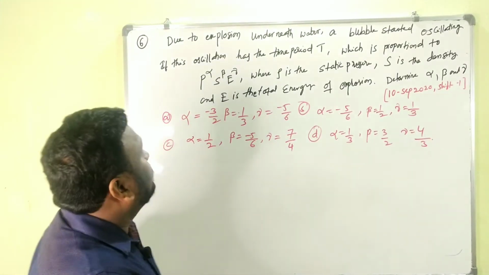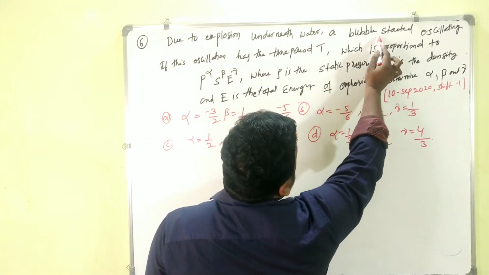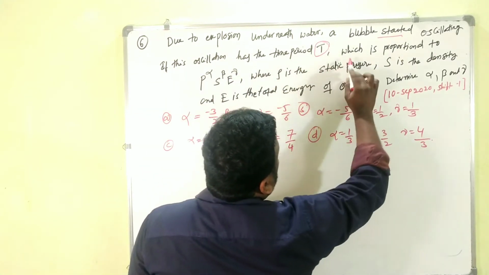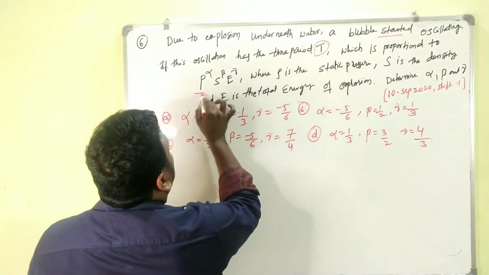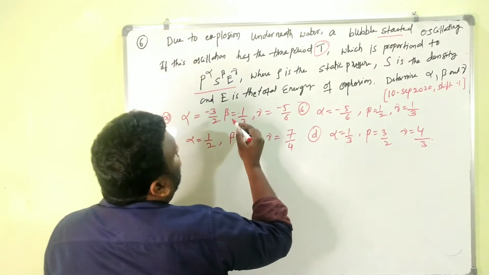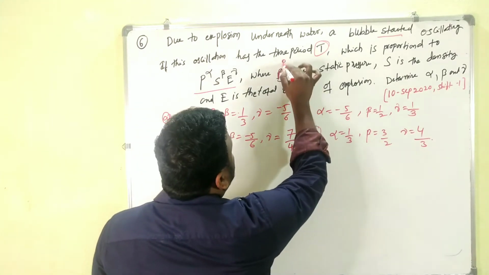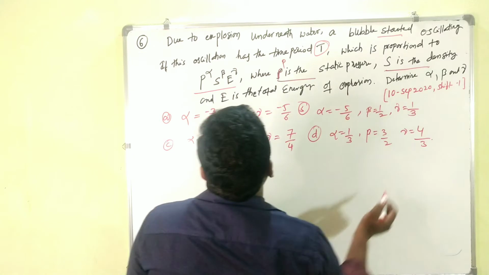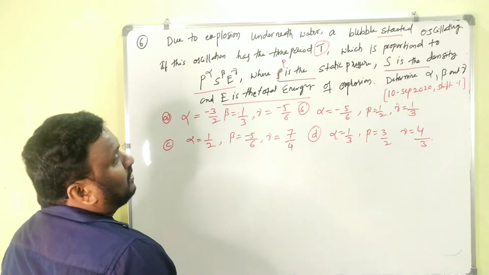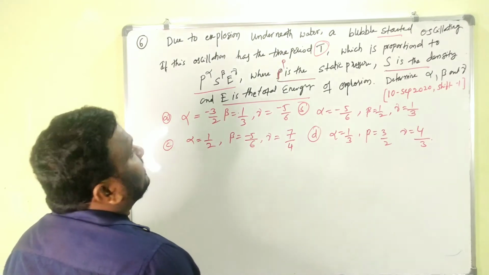See the next question. Due to an explosion underneath water, a bubble started oscillating. If this oscillation has the time period T, which is proportional to P to the power of alpha, S to the power of beta, and E to the power of gamma, where P is the static pressure, S is the density, and E is the total energy of the explosion. Determine alpha, beta, gamma.